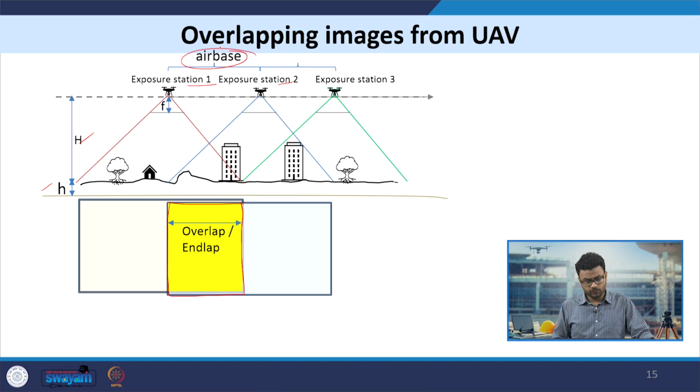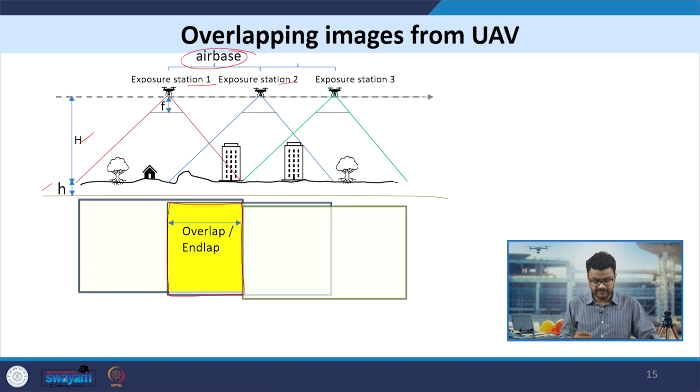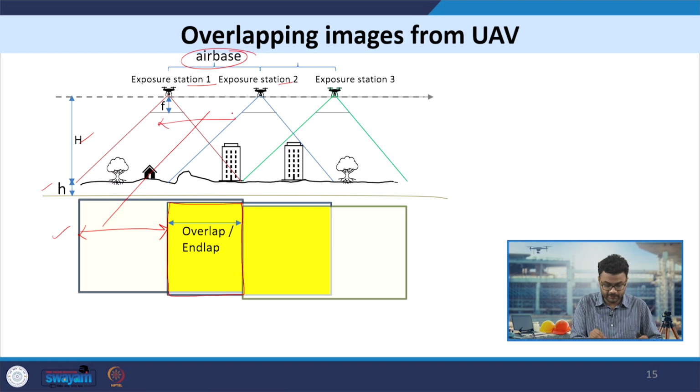Then again the drone moves to exposure station 3 and a new image is acquired. Again we can see the image acquired at exposure station 3 has some overlap with the image acquired at exposure station 2. One more thing can be noticed here, which is the portion of image which is not overlapped. For example, if we look at this first image, this portion of image is not overlapped, right. This portion of image which is not overlapped, that distance is the same as the airbase.